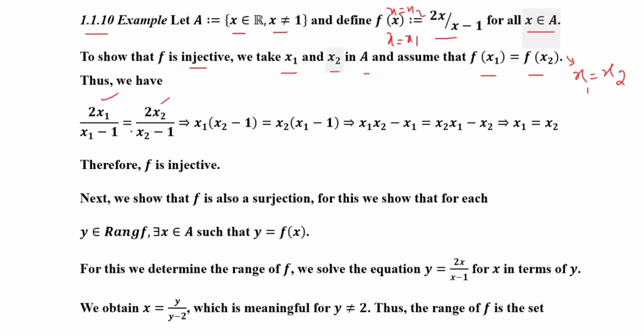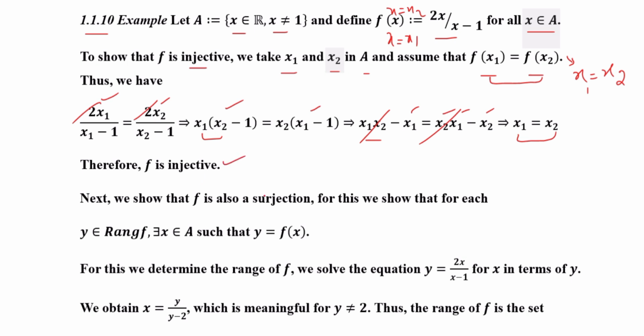By cancelling 2 from both sides and cross multiplication, we have x1 into x2 minus 1 equal to x2 into x1 minus 1. By multiplying x1 inside the bracket, we have x1 x2 minus x1 is equal to x2 x1 minus x2. Subtracting x2 x1 from both sides, and by cancelling minus from both sides, we have x1 is equal to x2. This shows that when we take f of x1 is equal to f of x2, then x1 is equal to x2. This shows that your function f is an injective function.